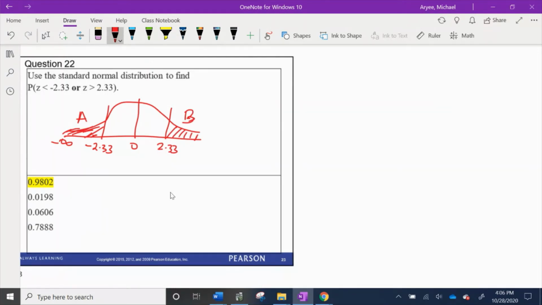Now, luckily, because this is almost the same, you could just do 2 times whatever answer you get for the A, because B is a mirror image of A. So what do you do? You do normal CDF from negative infinity to negative 2.33. The standard normal, so that's 0 and 1. I don't know what it's going to give you. It looks like 1.4.